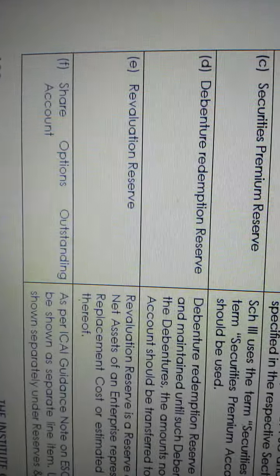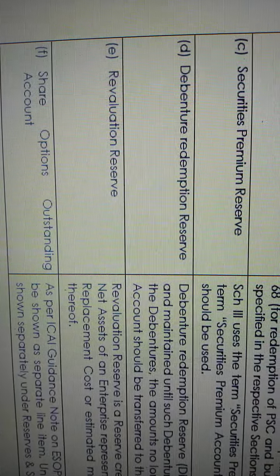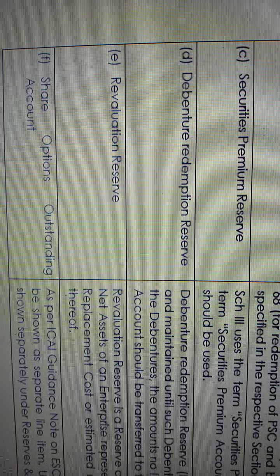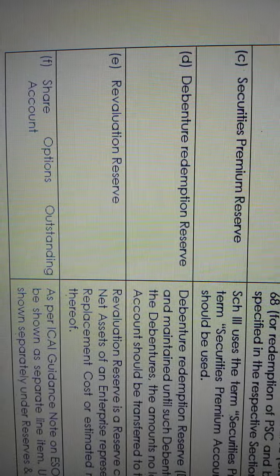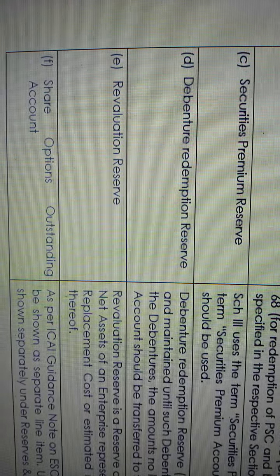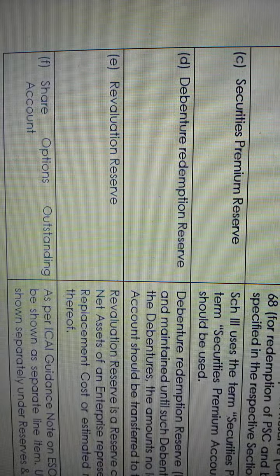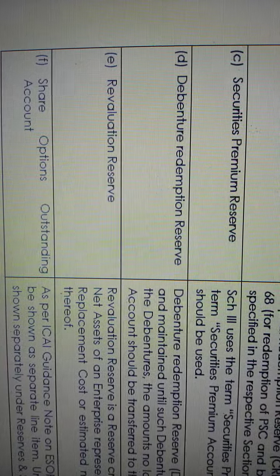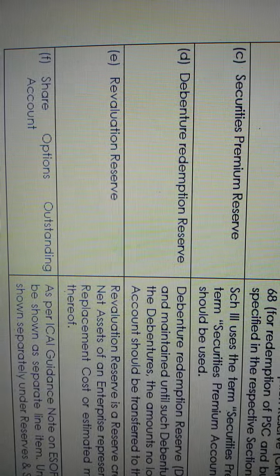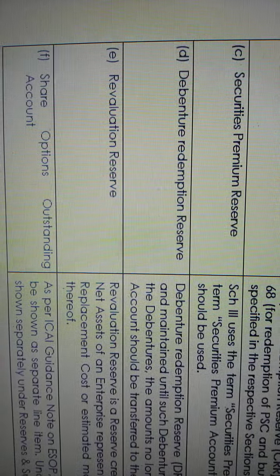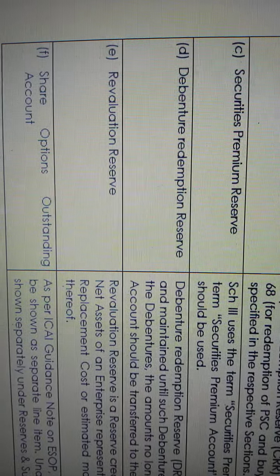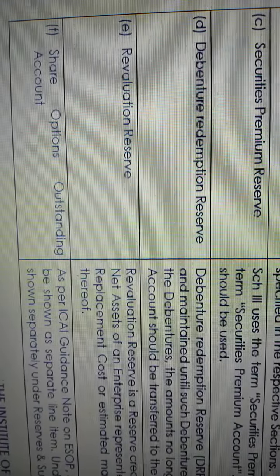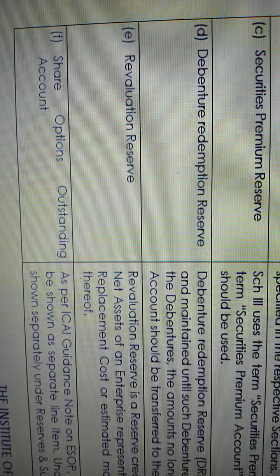Then share options outstanding account. What is the meaning of share options outstanding account? For the company's employees, the company normally will give some share option scheme. It means the company puts some condition for employees. What is the condition? If you stay in my company for the next 5 years, after 5 years I will give you some shares at some discounted price. So that is share options outstanding account.